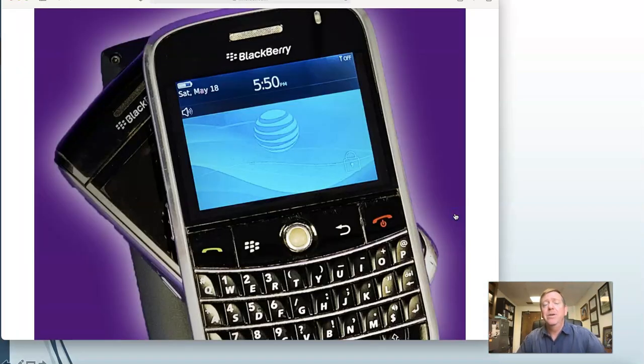Let's take the case of BlackBerry. Does anybody remember the BlackBerry? The BlackBerry was what they called a personal digital assistant and a telephone that was created by a company called Research in Motion back in the late 90s, early 2000s. Now, this was before we had iPhones and iPads and all the rest of it. This was kind of the forerunner to all of that.